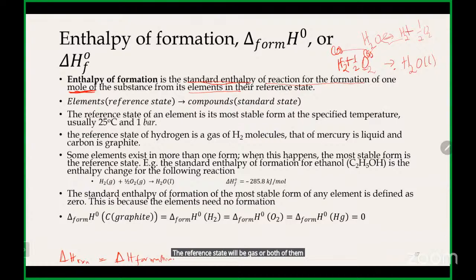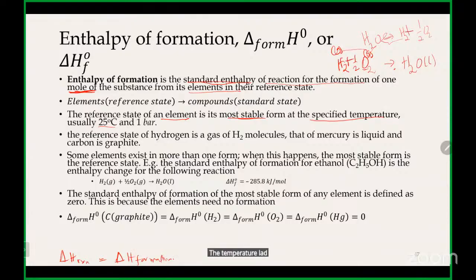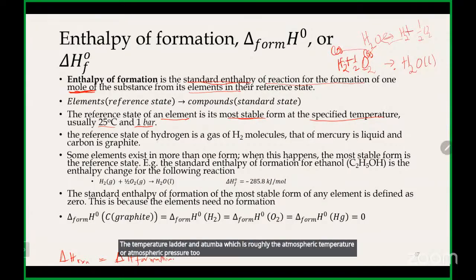So what is reference state? The reference state of an element is its most stable form at a specified temperature, usually room temperature. Economics does not let us start going up and down the temperature ladder, and at 1 bar, which is roughly the atmospheric pressure too. So when you are saying something in their reference state, you're looking at the most stable state that we can easily get.